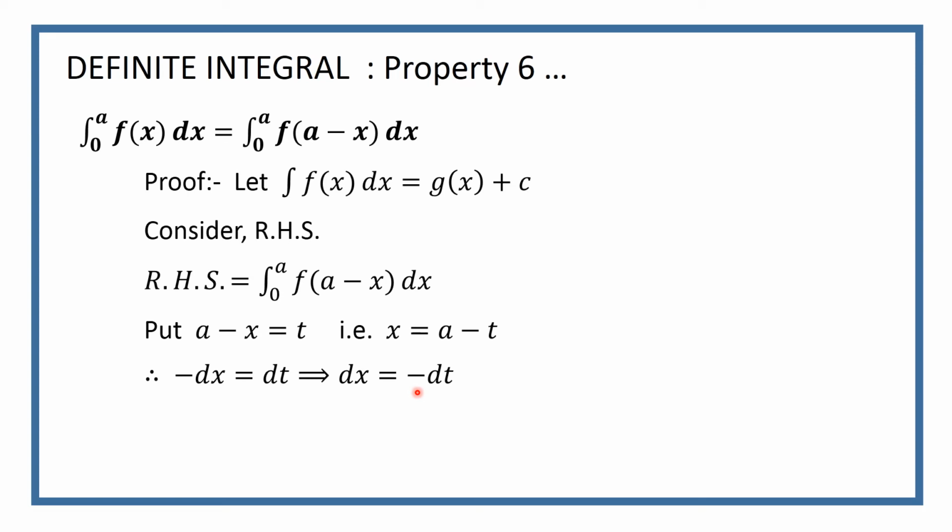As I told you earlier, whenever we substitute, we have to change the limits also. So changing the limits, we will get, as x varies from 0 to a, our t varies from a to 0.